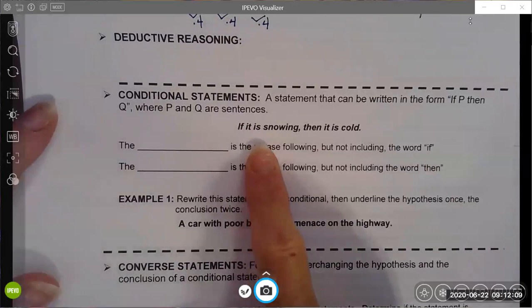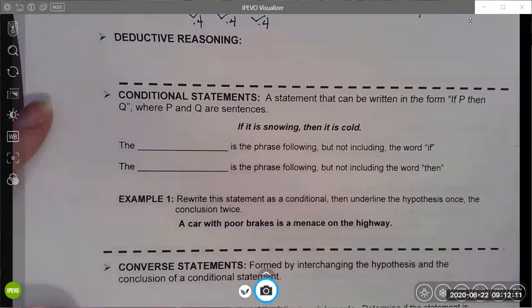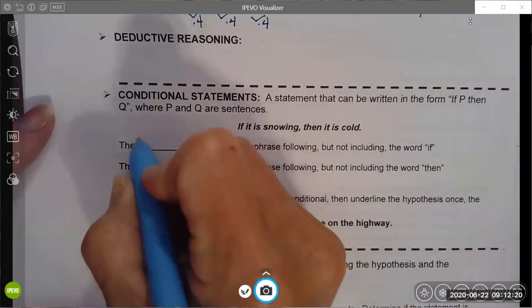Here is an example for us. If it is snowing, then it is cold. And this is a conditional, it uses if-then. There are 2 parts to this conditional. The first part is called the hypothesis.